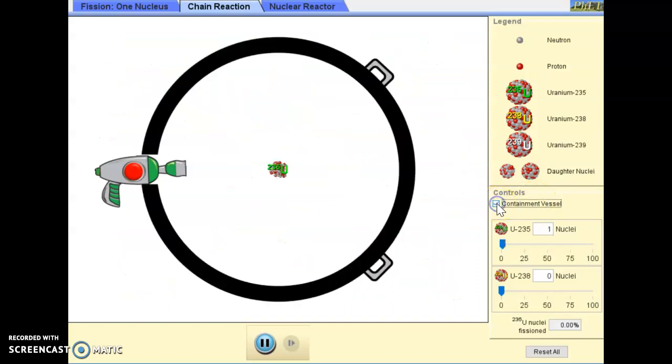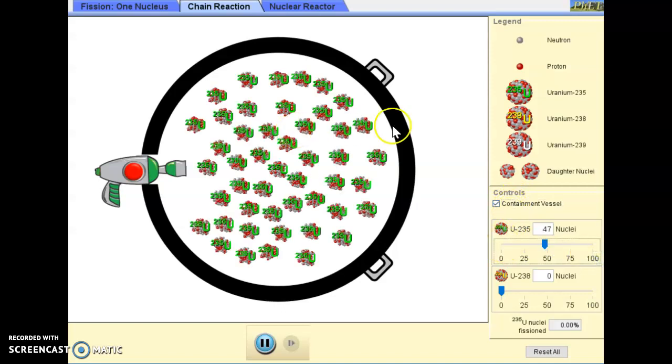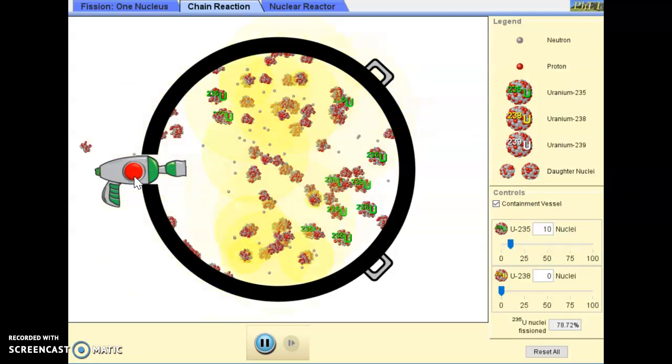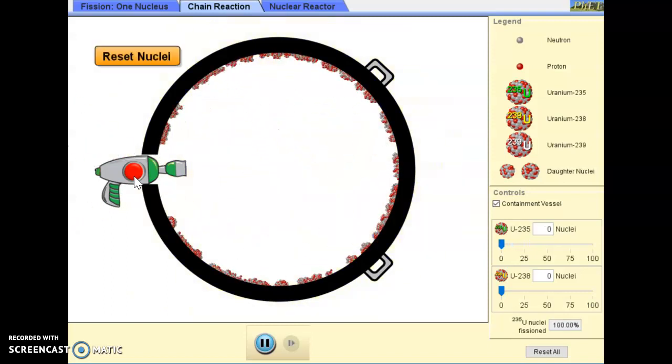So let's talk about what would happen there. We're going to add a containment vessel, which is basically a container, and it will fill it up with as many as it'll take. Looks like this container could hold 47 of those atoms. And if I hit the gun, yeah, that worked out great. It generated a lot of electricity.